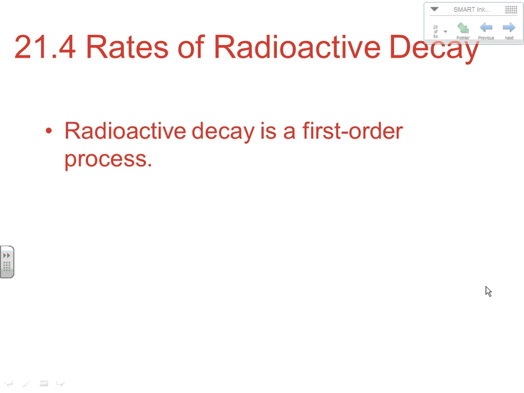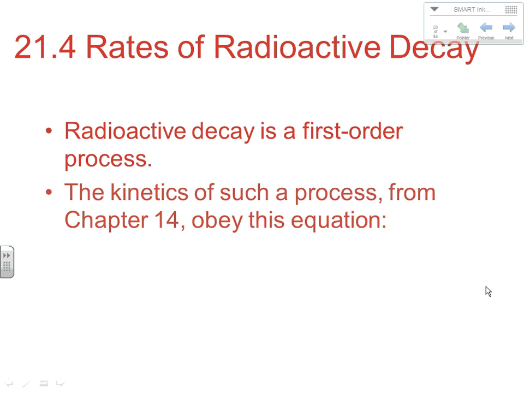At its heart, all radioactive decay is actually what's known as a first-order decay process. Now, the kinetics of such a process, we're back in chapter 14, and they obey the equation that looks like this. The book gives us this as the natural log of Nt, so how much do we have left at time t, over the N0, which would be what was our amount at time 0, and that's going to equal negative kt, and k is actually a constant, and t would represent the time. Well, this is the equation.